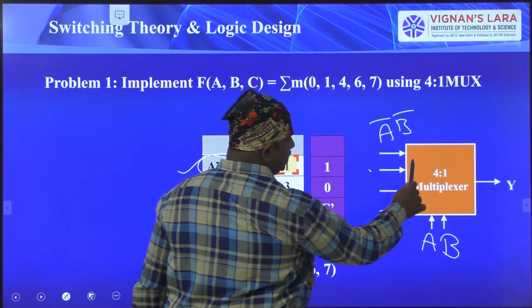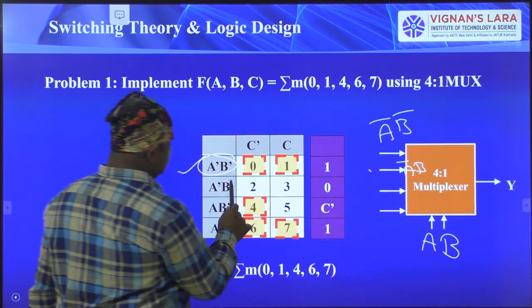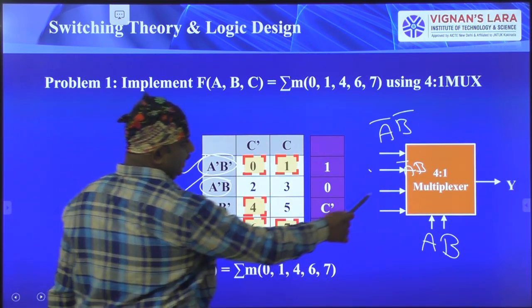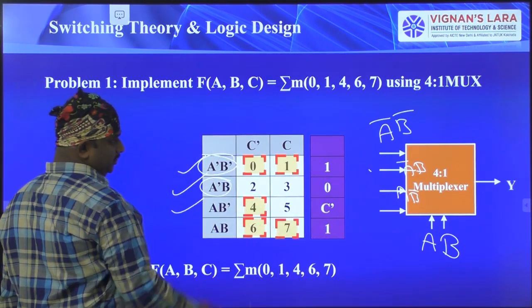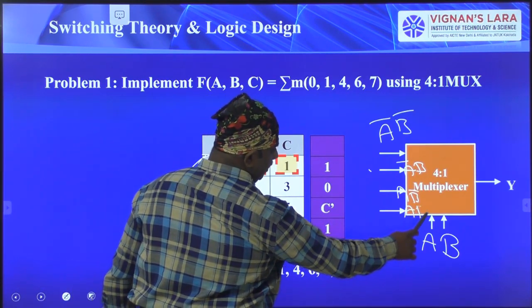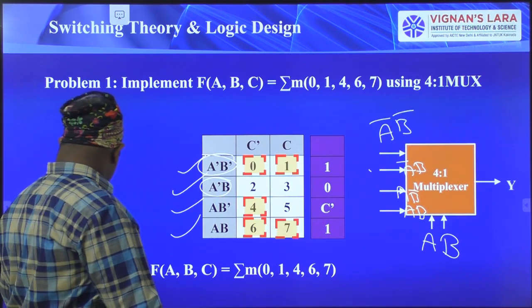Next, the second line is 0, 1. That is A bar, B. We have represented here A bar, B. Next, this is A, B bar, and we have represented it here. And the last one is A, B, that is 1, 1. So we have represented it here. Right? Is it clear? Right.